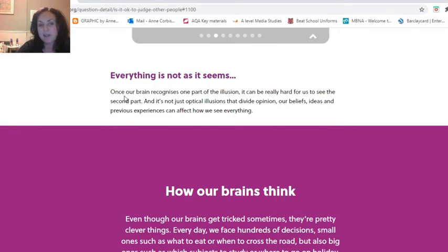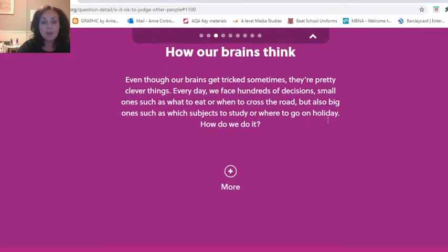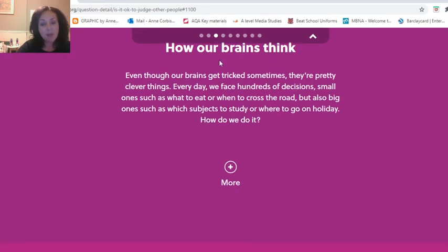Everything is not as it seems. Once our brain recognises one part of the illusion, it can be really hard for us to see the second part. And this links back to the idea of judging people. It's not just optical illusions that divide opinion. Our beliefs, our ideas, and our previous experiences can affect how we see everything. So there's some more information here on how our brains think. Our brains sometimes get tricked, but they're actually very clever.